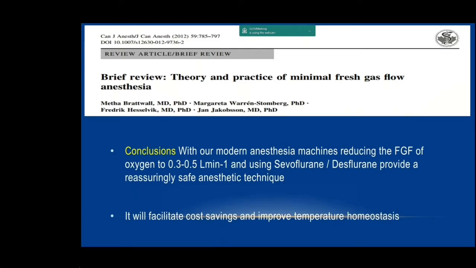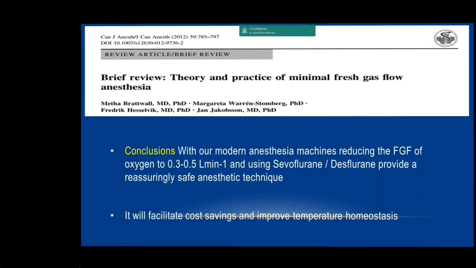This has been explained years ago in multiple papers: with our modern anesthesia machines, when we reduce the flows to levels of 0.3 or 0.5 liter per minute, you can safely give anesthesia with sevoflurane or desflurane. It's a perfectly safe technique. It leads to a lot of cost saving and improves temperature homeostasis.